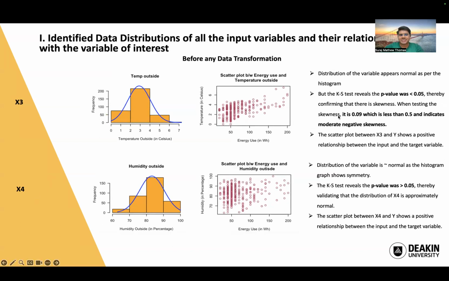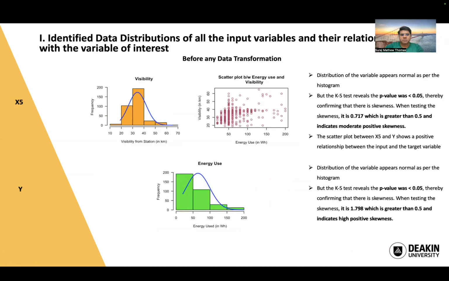Now let's go for X3, X5, and Y. For X3 and X5, the p-value is less than 0.05, which means that there could be some skewness. So we tested for skewness and saw that for X3, it is 0.09, which is less than 0.5, and that indicates moderate negative skewness. But for X5, the skewness is 0.71, which is greater than 0.5. Therefore, it has moderate positive skewness.